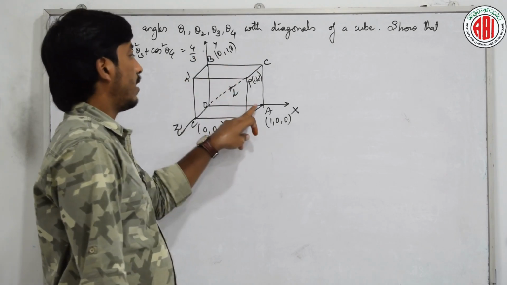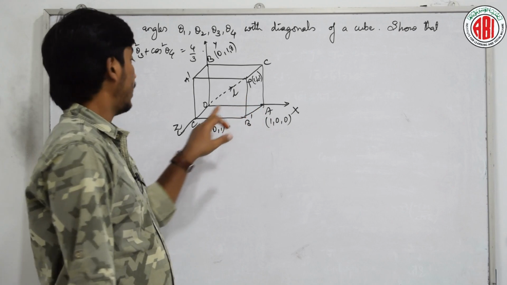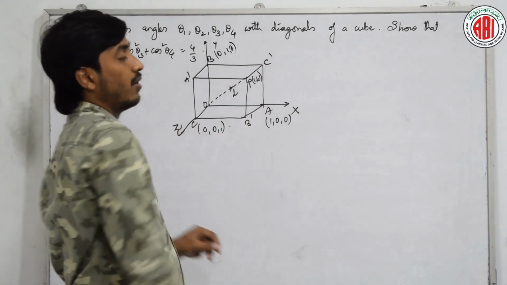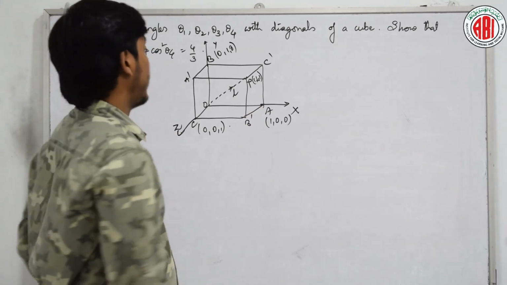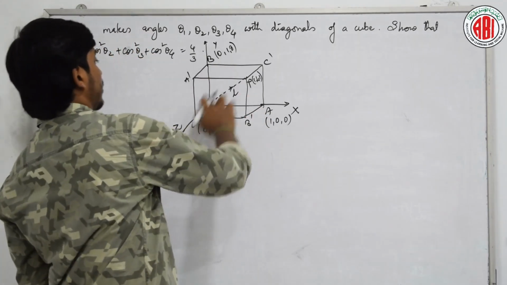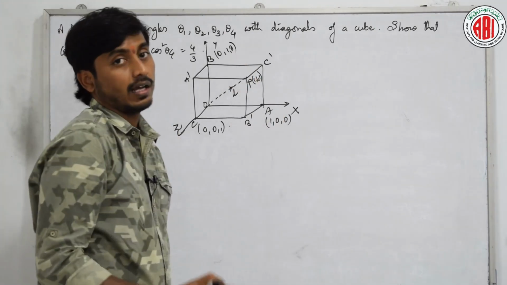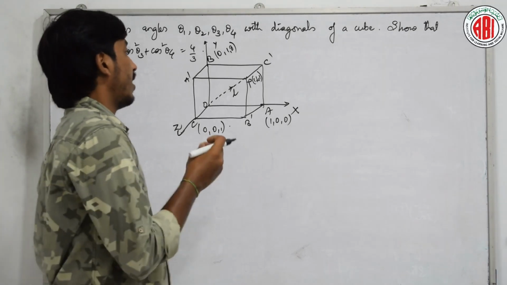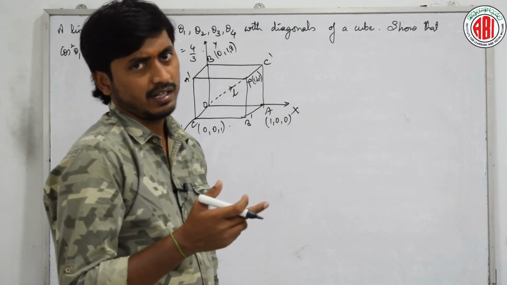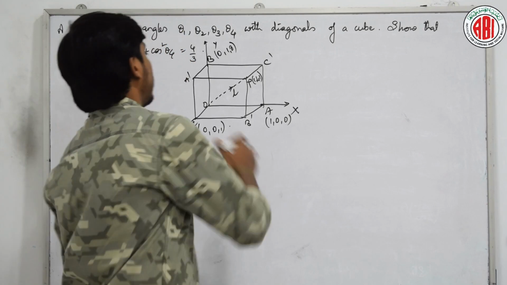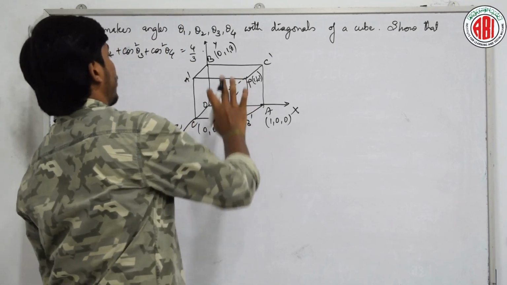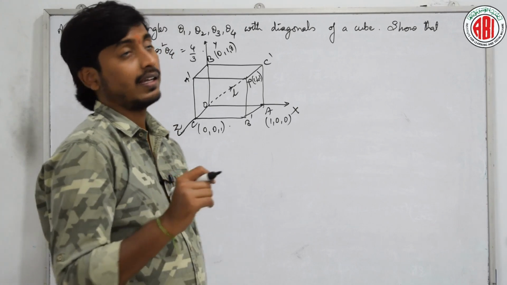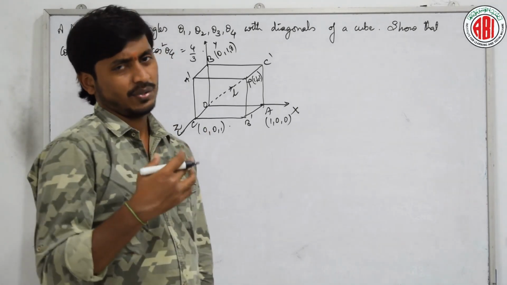Here A dash to A is one diagonal, C dash to C is one diagonal, B to B dash is one more diagonal. Then what is the angle between this and this, this and this, this and this? There are 4 diagonals. Then with that we have to find the angle for all the others. One is A dash, B dash, C dash, and one more is OP. OP is nothing but the main diagonal. We have to find all the angles, square them and add them.